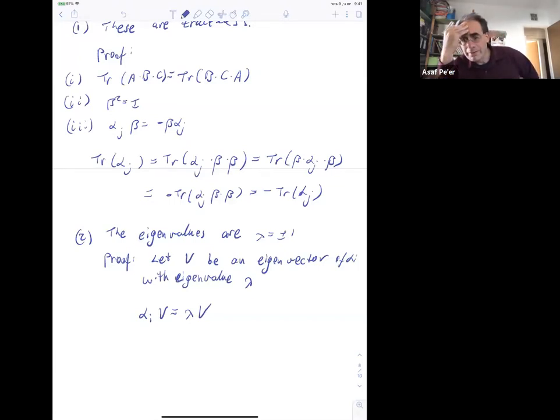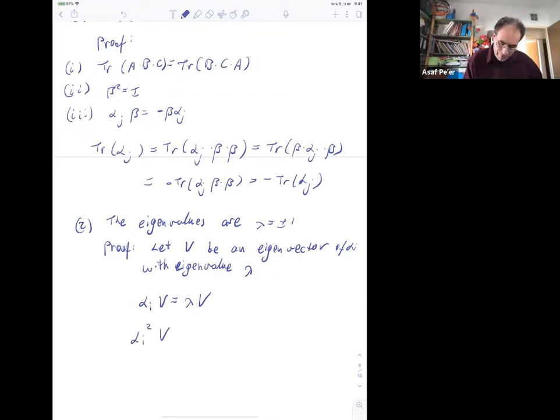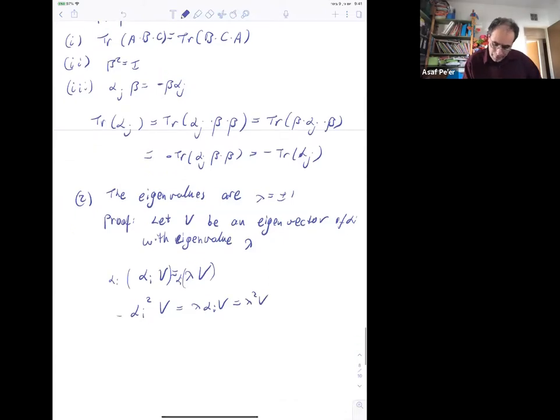You all know that. Then I can multiply this equation by alpha i. Because the fact that alpha i squared is equal to 1, right? So alpha i squared V is just lambda alpha i V, which is just lambda squared V, which is just V. So lambda squared needs to be 1. Lambda is plus minus 1.